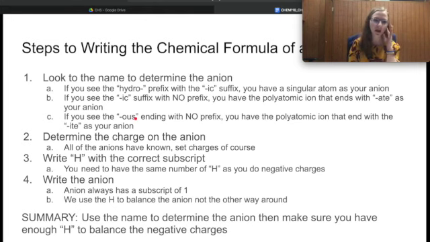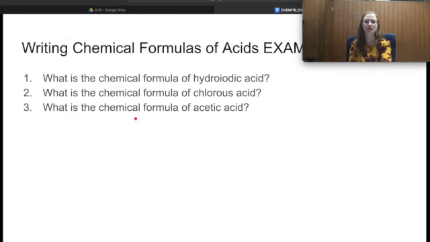So again, in summary, use the name to determine which anion you have, figure out the charge on the anion, and make that the subscript of the hydrogen. So let's do some examples. Let's work these examples to practice writing chemical formulas of acids.